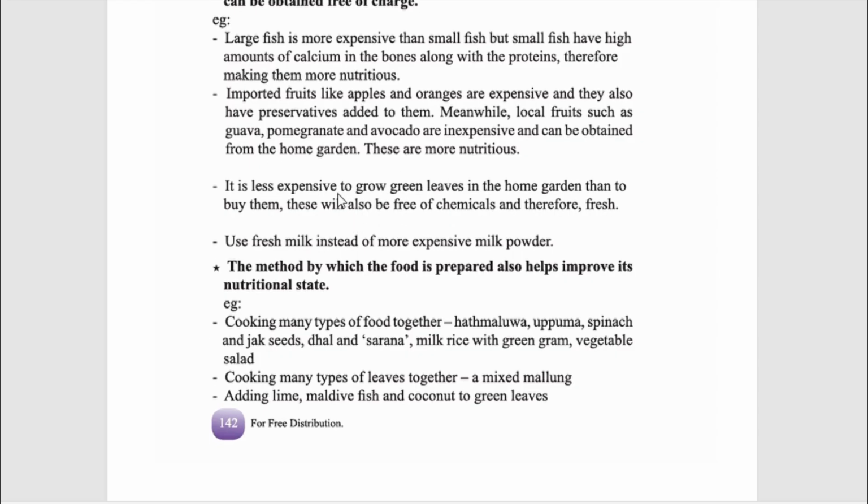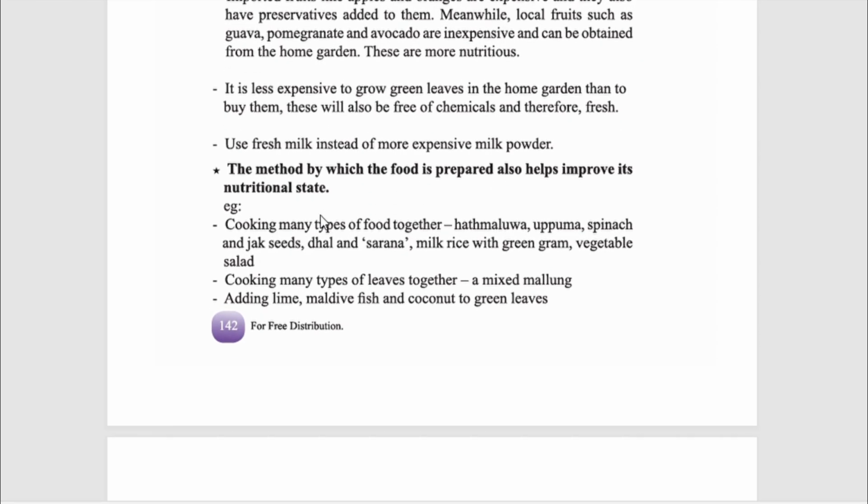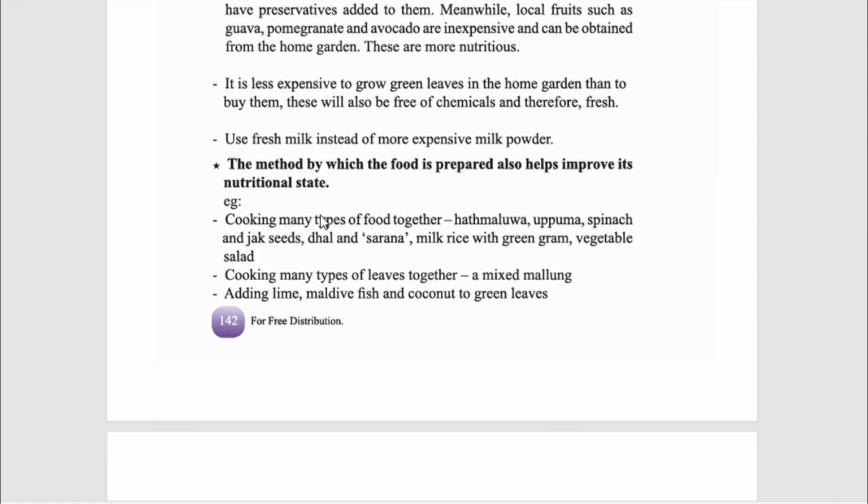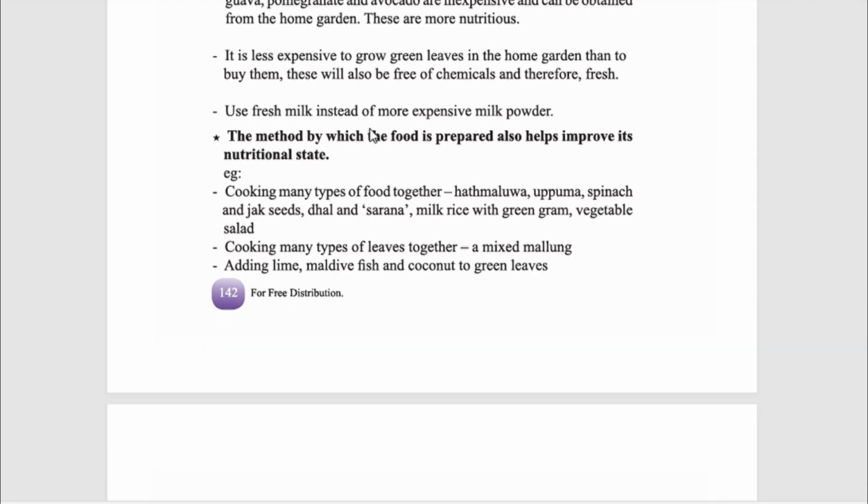Also, it is less expensive to grow green leaves in the home garden, especially gotukola, than to buy them. Then these will also be free of chemicals. Then you can have fresh food, and also use fresh milk instead of more expensive milk powder. So that one is also good.